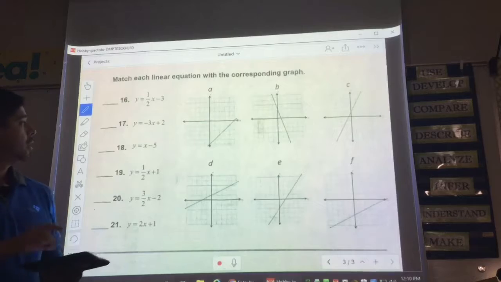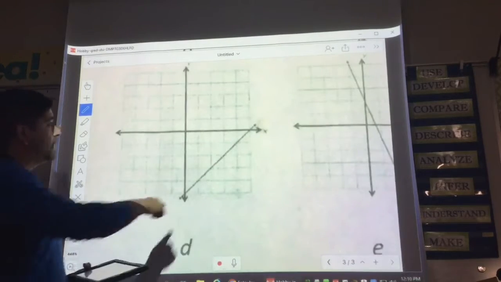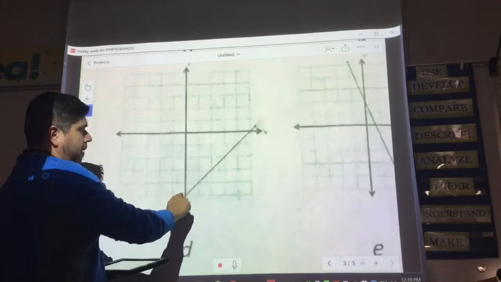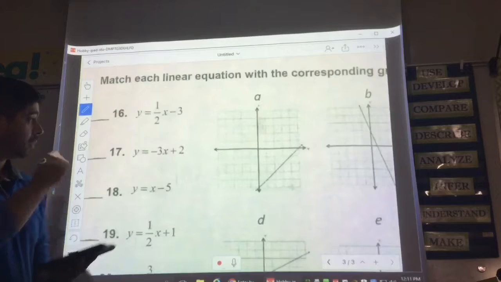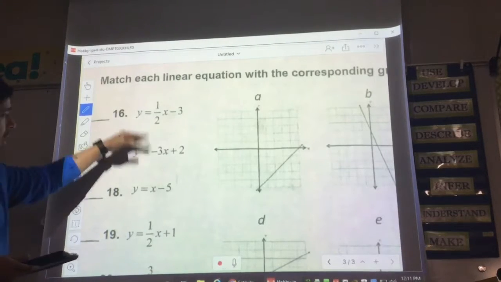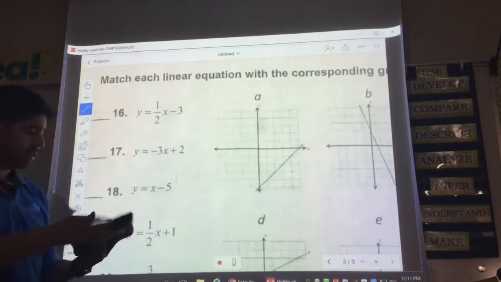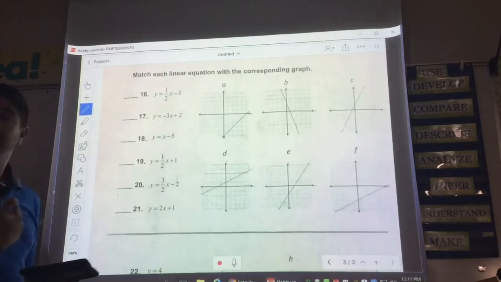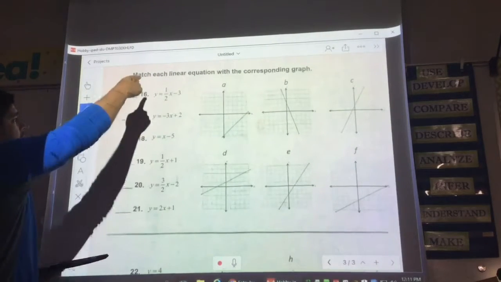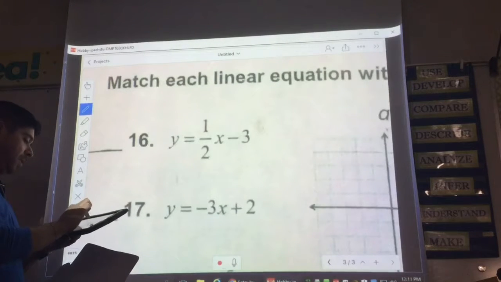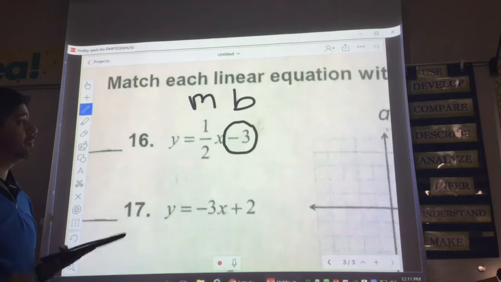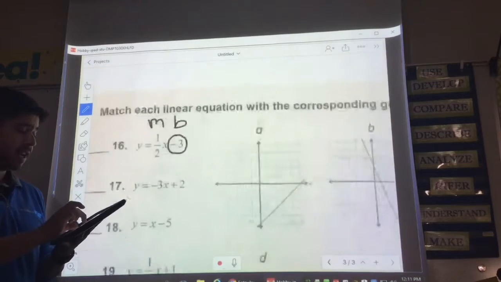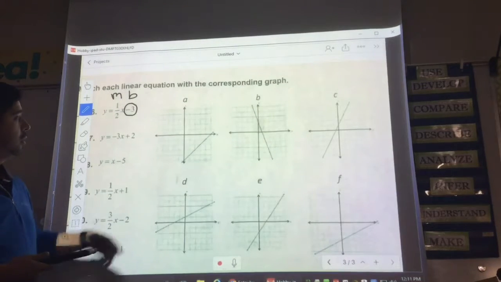That's fine. You can go to A, find my y-intercept. You can find the slope. You can find 2 points on there. What you can also do is figure out from my equations here which one of these, A, B, C, D, E, or F, matches with what's over here. So I'm going to take a look at number 16 first. I got my slope, and I got my y-intercept. So my y-intercept is what? Negative 3.